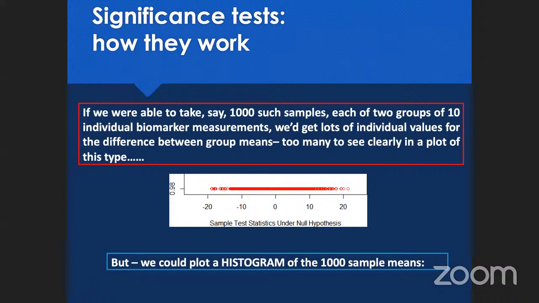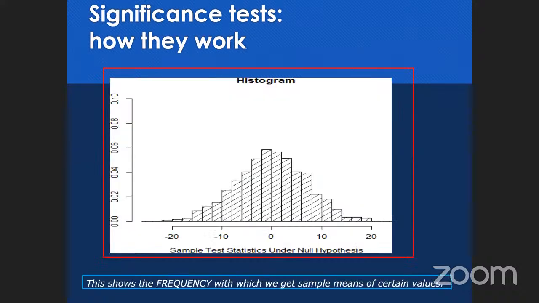If we were able to take, for example, 1,000 samples, each of two groups of 10 individual biomarker measurements, we would get a lot of individual values for the difference between the group means. This is too many to see clearly in a plot of this type, but this is just an example. We could plot a histogram of the 1,000 sample mean differences, which would show the frequency with which we get sample means of a certain value.